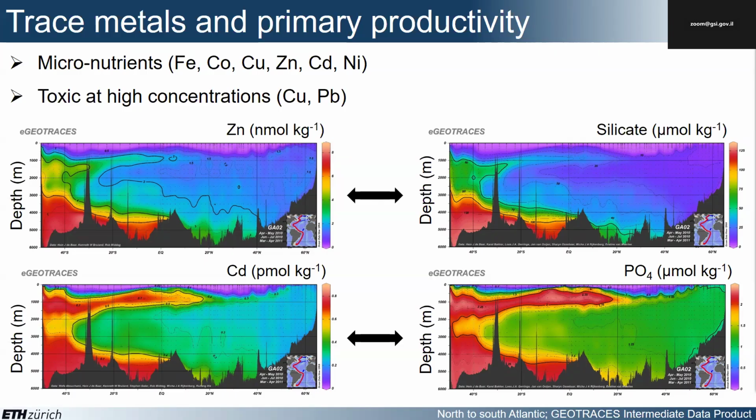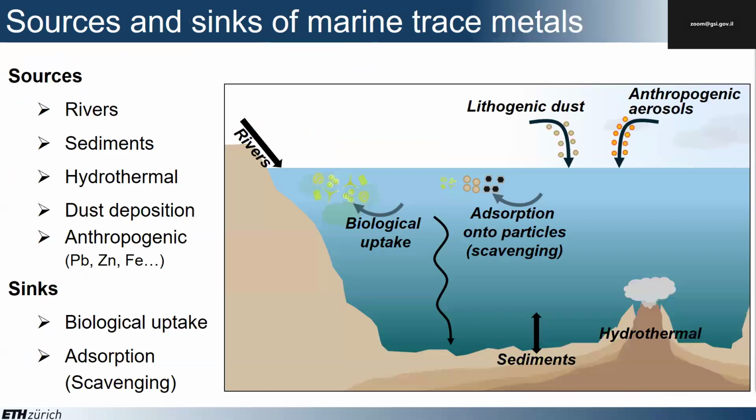However, at high concentrations, some metals can be toxic to marine life, and these metals mainly include copper, but to some extent also lead, mercury, and zinc as well. So let's briefly go over the main sources and sinks of marine trace metals, and we will focus on the ones that are important to this story.